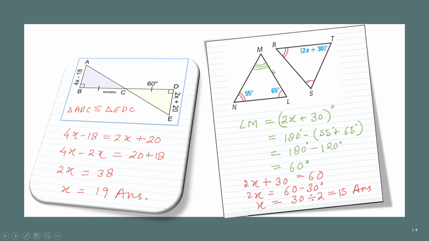This is not the value of the variable x. So you will equate it: 2x plus 30 is equal to 60. And by transposing, 2x becomes equal to 30 and x is equal to 15 degrees.